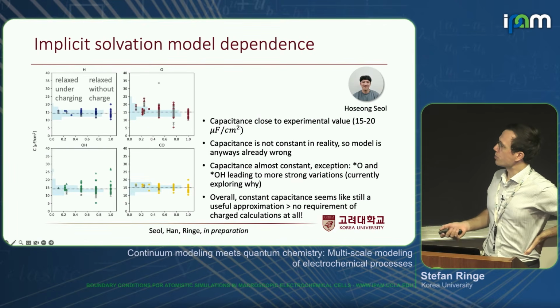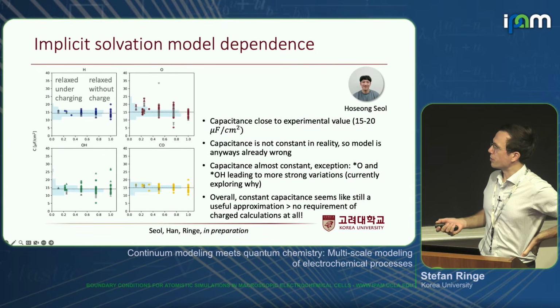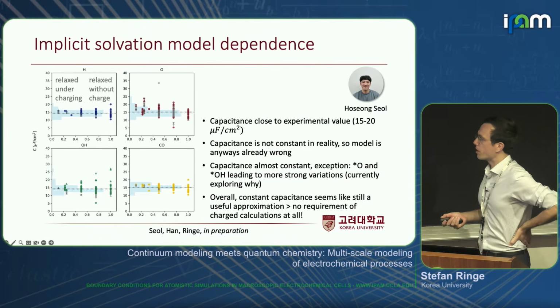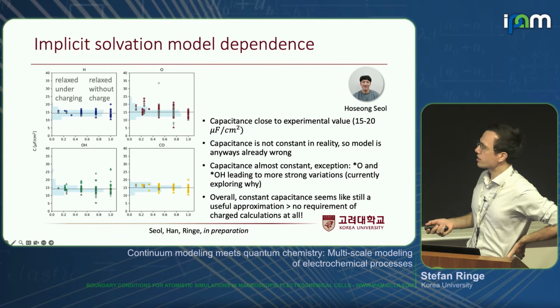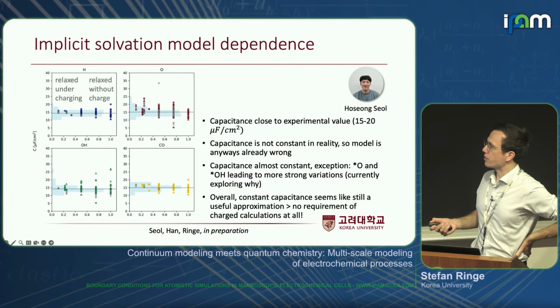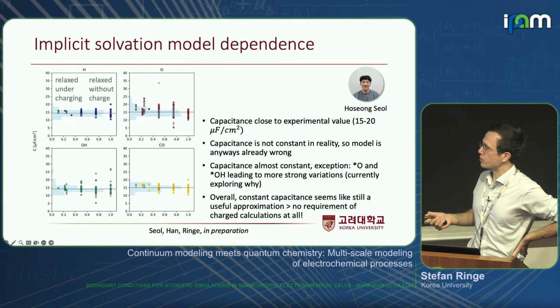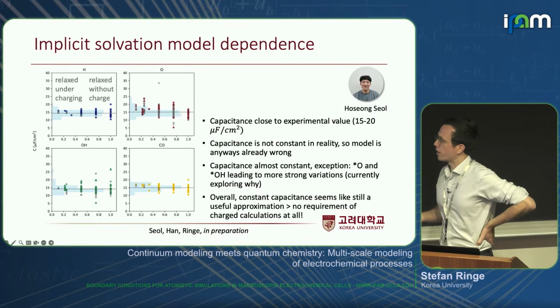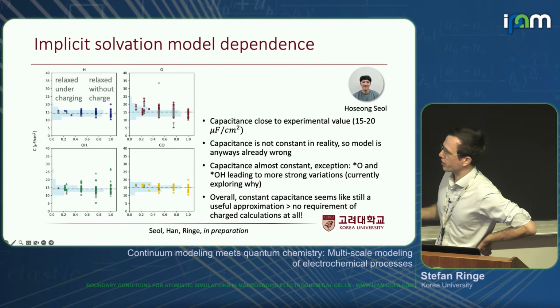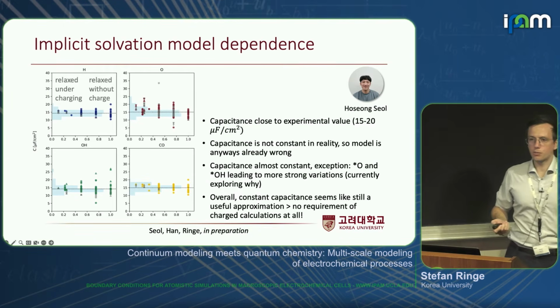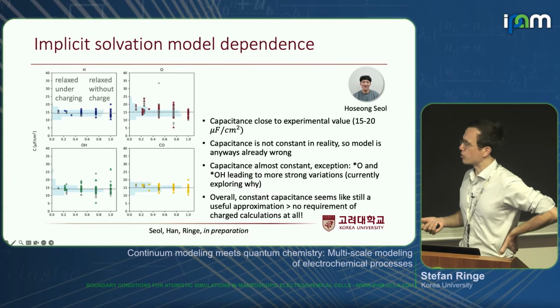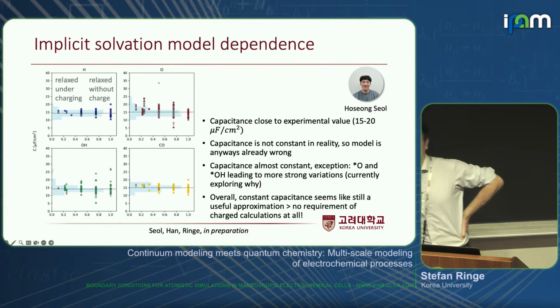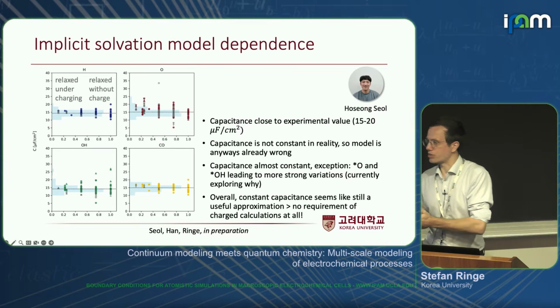In a recent work of my student, we were looking into copper facets. The first thing we did was calculate a lot of capacitances with different coverages of adsorbates. And we found the capacitance to be mostly constant with the coverage of the adsorbates in most cases. So it seemed to be a good approximation to just use a constant capacitance for all the different configurations.